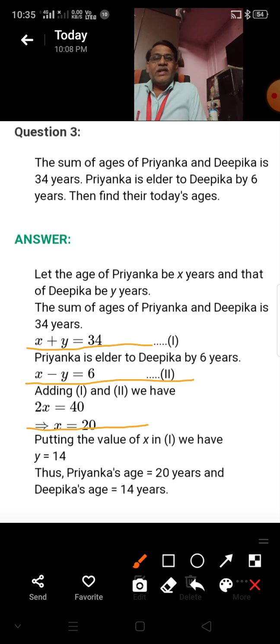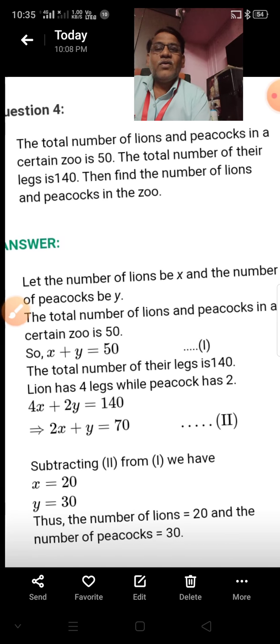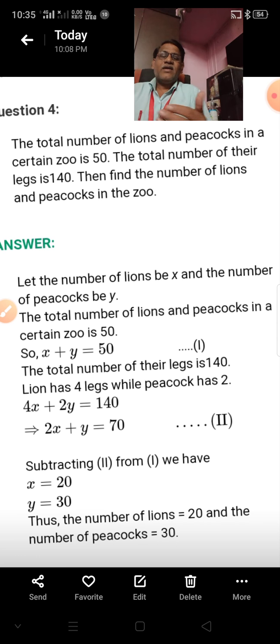So similarly, now we go to question number 4. First you read the question number 4 and you get two conditions there. By using these two conditions you can form equations 1 and 2. Now question number 4: the total number of lions and peacocks in a certain zoo is 50. The total number of their legs is 140. Then find the number of lions and peacocks in the zoo.